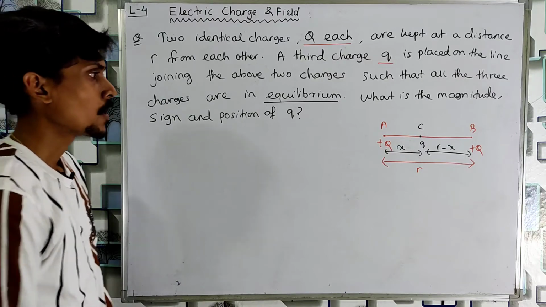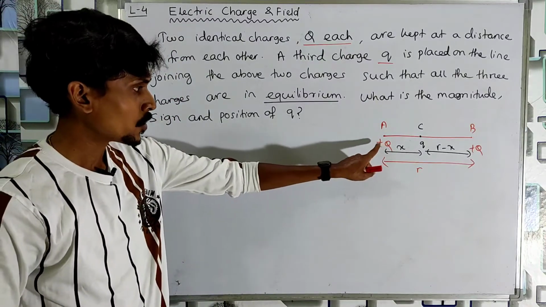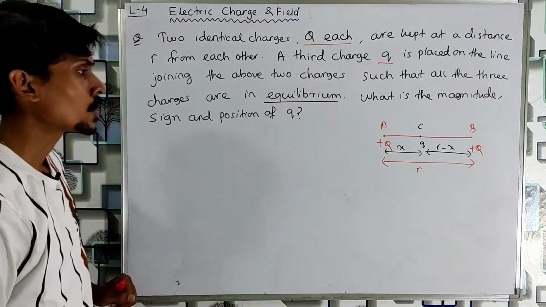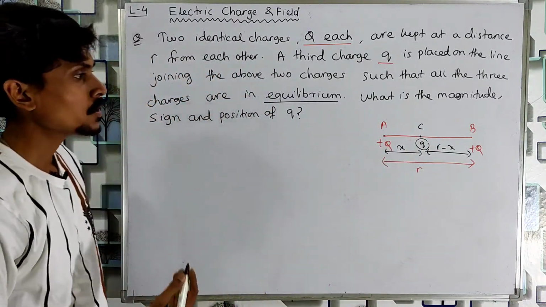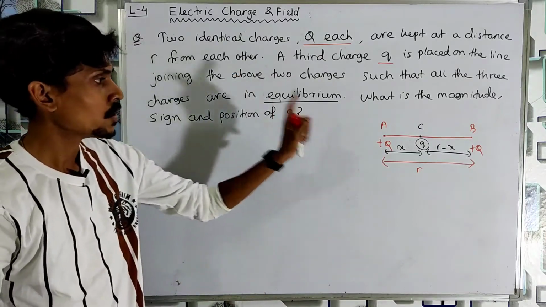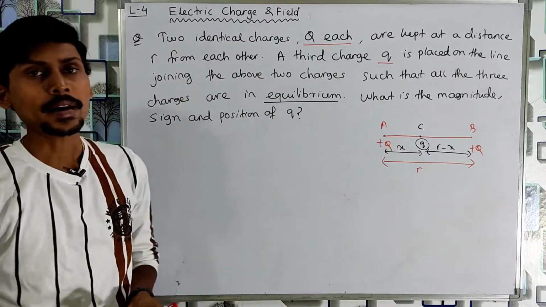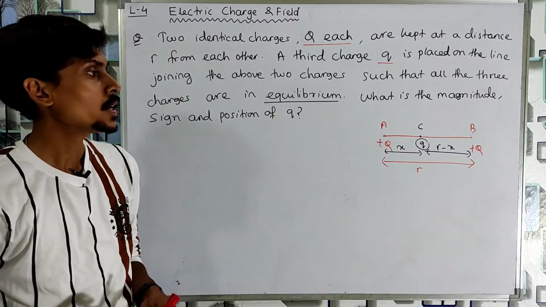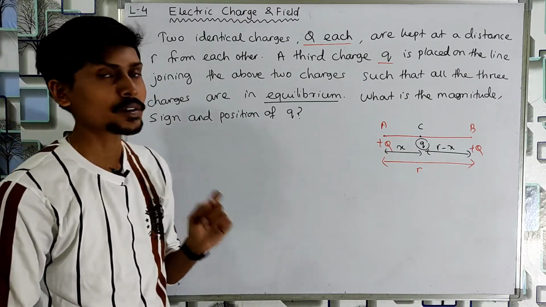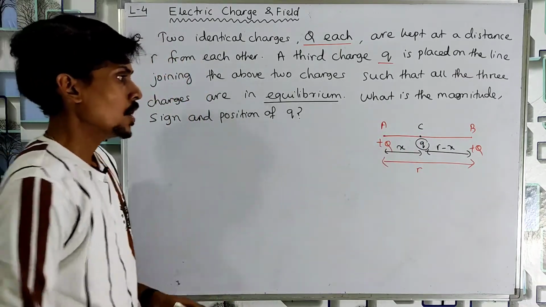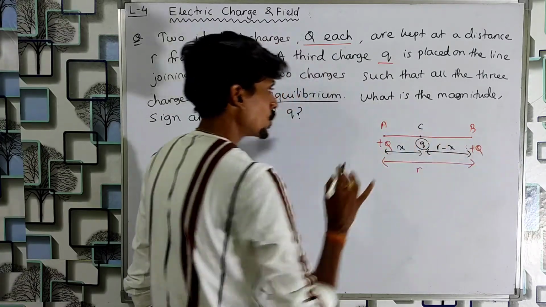And according to question, all the three charges are in equilibrium. So the net force on every charge is 0. So let us take the charge small q, and we know that small q is in equilibrium. According to question, small q, this plus q and this plus q all are in equilibrium. So to find the position of small q, let us consider the equilibrium condition of small q.